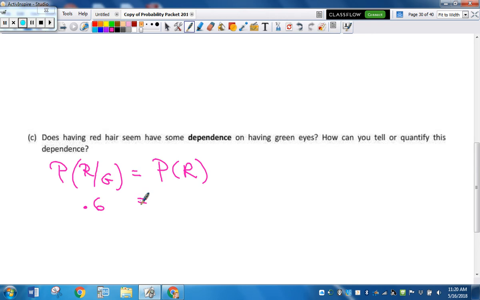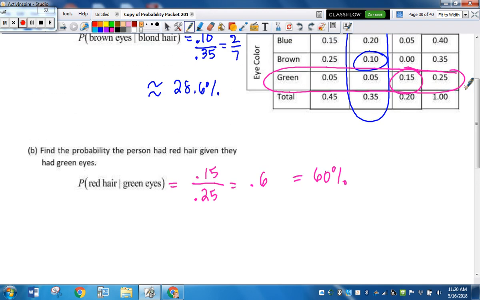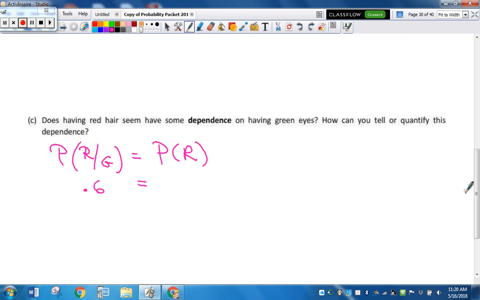What's the probability that you will pick somebody with red hair based off your chart? What is it? 20%. Do we see that in the chart? The chance you're going to get red hair, period, don't care anything about them except they have red hair. 20% chance. So what does that say to you? It's not independent. There's some kind of dependence here. Because you're 3 times more likely to get somebody with red hair if you start with people with green eyes. There's something weird going on, right? Maybe it's genetics, maybe it's something else.